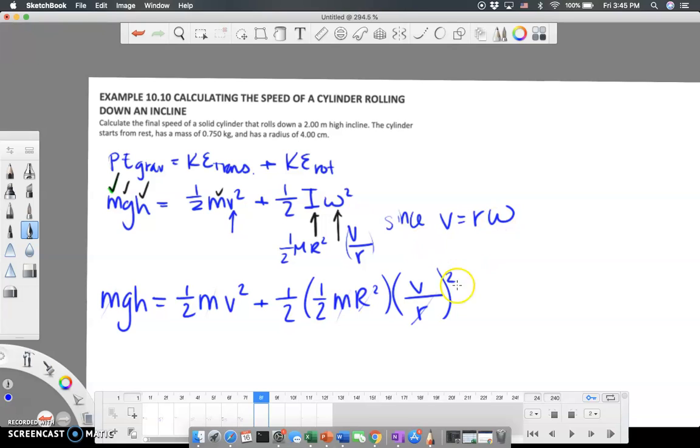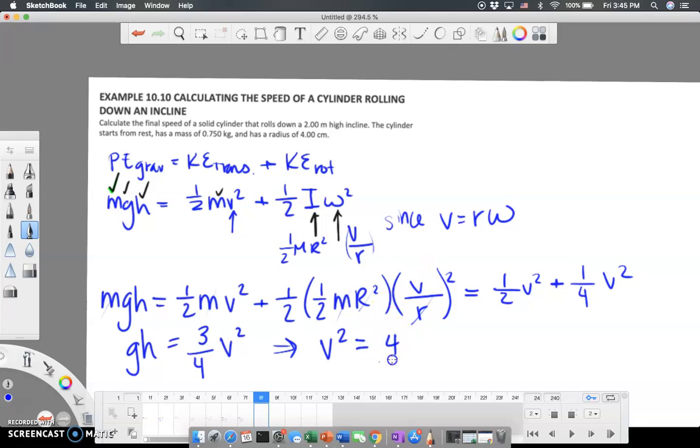Okay. And so what we're left with on this right side is 1/2 v squared plus 1/4 v squared. Okay. And that is the same as 3/4 v squared equals g times h. Okay, so my v squared equals 4 divided by 3 times gh, or 9.8 meters per second squared, times my height, which is 2 meters.